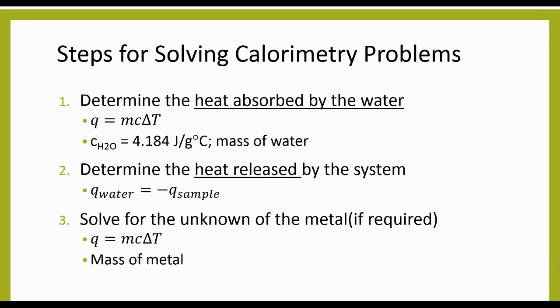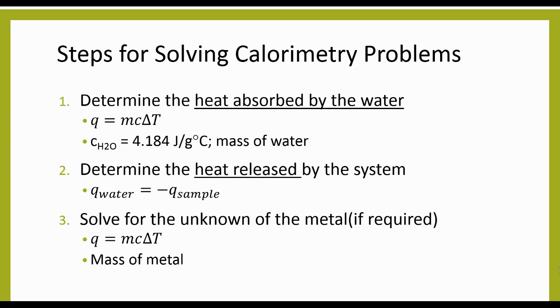And then finally, and sometimes we don't have to do this step, but frequently we do, we need to find the unknown factor for our metal. So maybe we're asked about the temperature of the metal, maybe we're asked about the specific heat, maybe we're asked about the mass. So we're going to find whatever the unknown is by using that Q equals mcΔT equation again. So Q equals m times c times delta T.